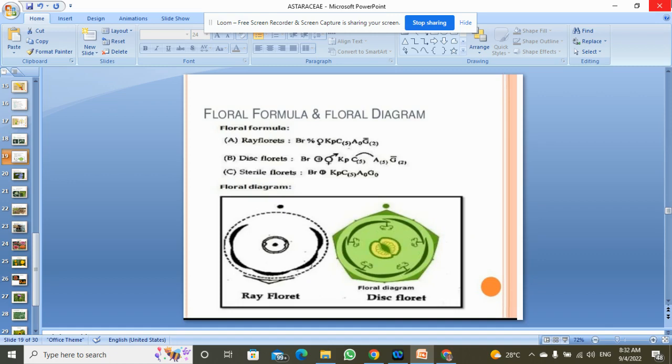Okay, the floral formula. The floral formula of the ray florets is bracteate, zygomorphic, and gynoecium is present, and calyx 5, modified into pappus, and C5, corolla, petals 5 united, and the androecium, there are 5 stamens, united, epipetalous, and gynoecium is 2 united and epigynous or inferior ovary. Sterile florets: bracteate, complete, K5, C5, A0, and G0. And the floral diagrams look like this.